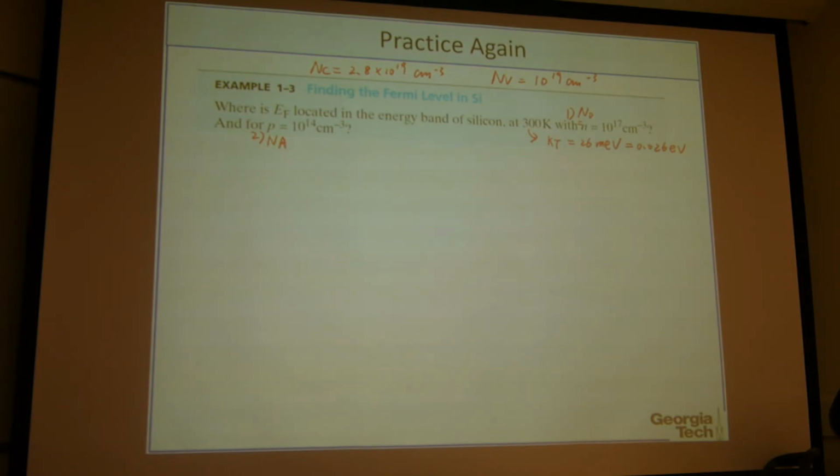So you do need some calculator. That's why in the exam you need to bring your calculator, because you need to take that natural log, which you cannot do without that calculator.